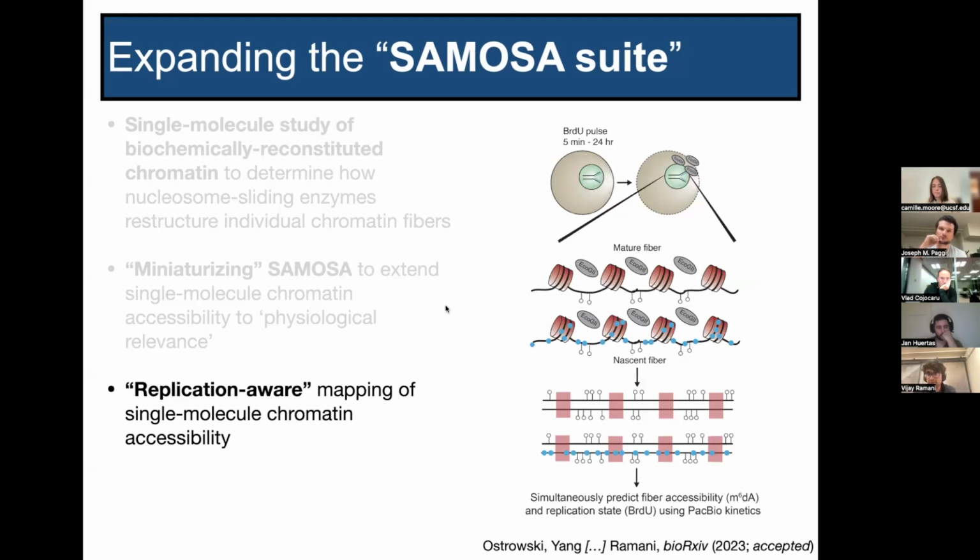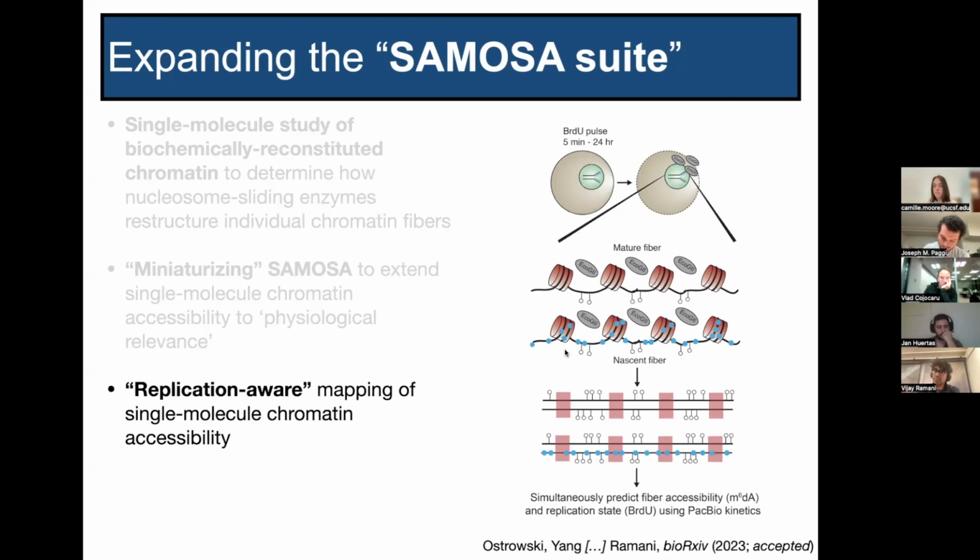We have a paper coming out actually in 2 weeks. This is the amazing work of Megan Ostrowski, who's now a PhD student at UCSF, Alex Pollan's group, and Marty Yang, where we've added a time component to SAMOSA measurements. And now we do what we call replication-aware single molecule accessibility mapping, or RUSM, where we feed cells BRDU. We then train the requisite convolutional neural networks to actually decode whether BRDU is present in a given region of DNA and map the footprints.